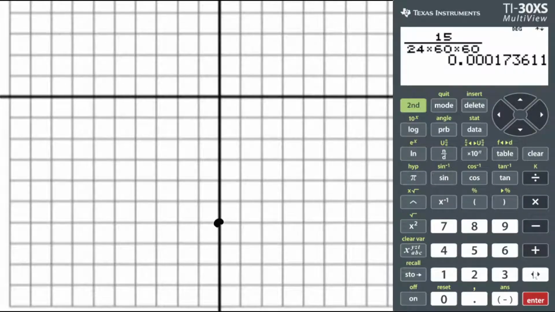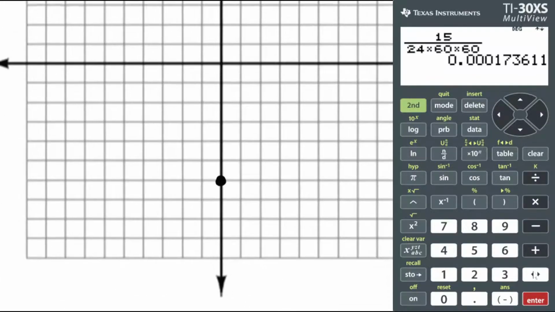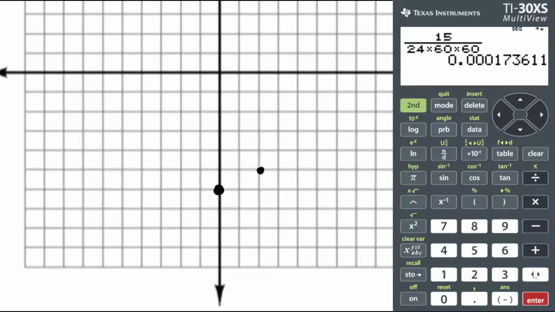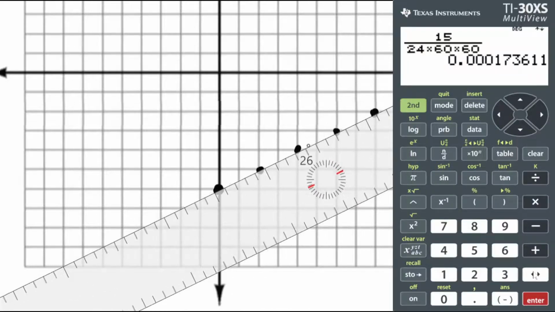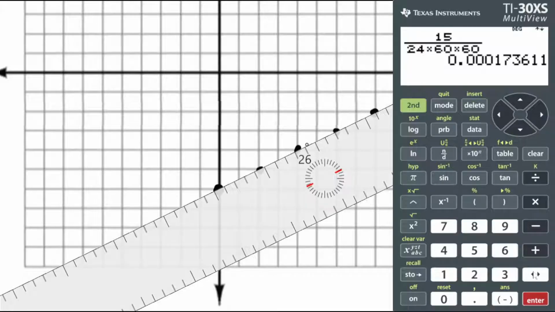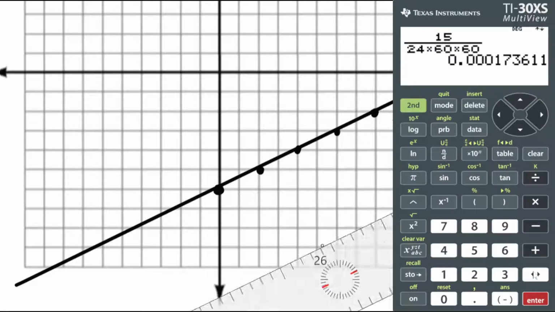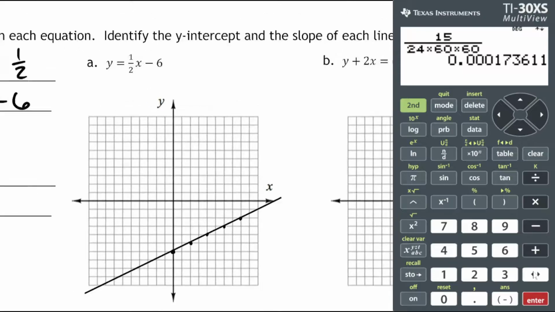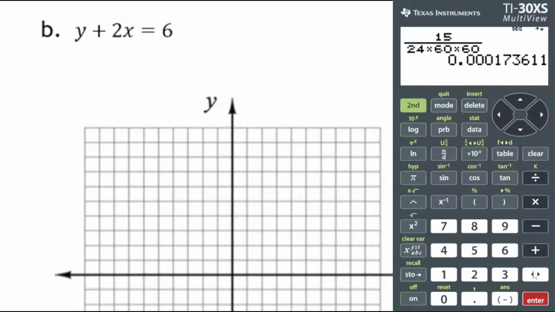I'm just going to come in here at -1, 2, 3, 4, 5. This is -6. And I'm going to go up 1/2. There it is. It's beautiful. Of course, you've got a ruler. You line up the ruler and you draw the line. There we go.